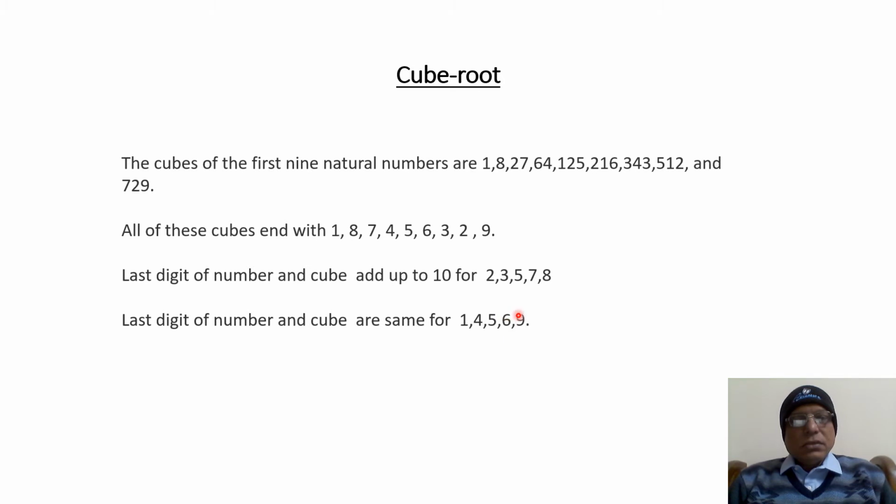The cube of 6 is 216. So the last digit of 216 is 6 and this is also 6. The cube of 9 is 729. So the last digit of 729 is 9 and here also we have 9. So this will help us in finding the cube roots.